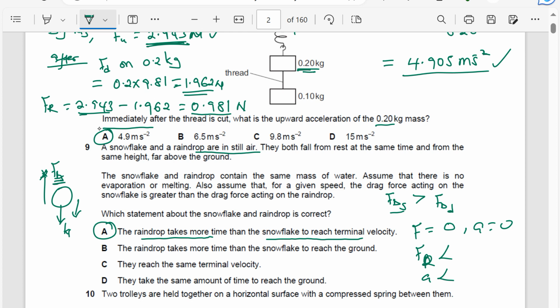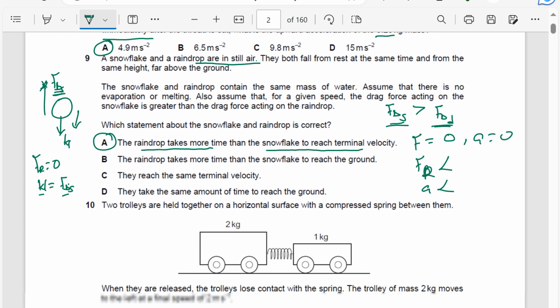So with the high drag force, remember that when the resultant force reaches 0, it means the weight is equal to the drag force. Since the snowflake has a higher drag force, its resultant force will reach 0 in a very short period of time. That means it will take a smaller period of time to reach terminal velocity. So the raindrop takes more time than the snowflake to reach terminal velocity. That is true because the raindrop has a smaller drag force than the snowflake. So the answer is simply going to be A.